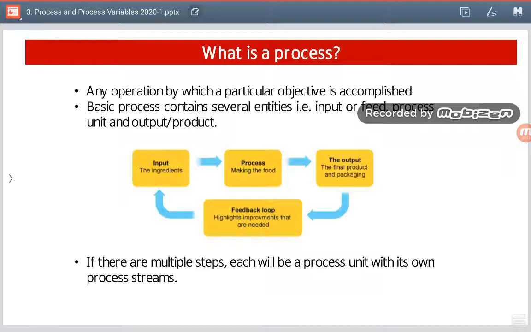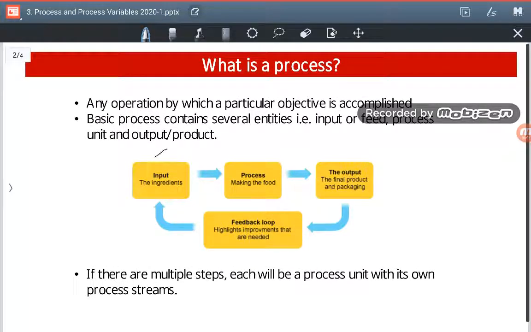Basically, any operation by which a particular objective is accomplished can be called a process, in which it contains several entities such as the input or feed, the process unit, and output, which is the product. So we have the input here, we have the process, and then we have the output, and maybe we have some feedback loop here. If there are multiple steps, each will be a process unit with its own process stream. So it can be one process here, or it can be a lot of processes along the way to produce from the input to get the output.